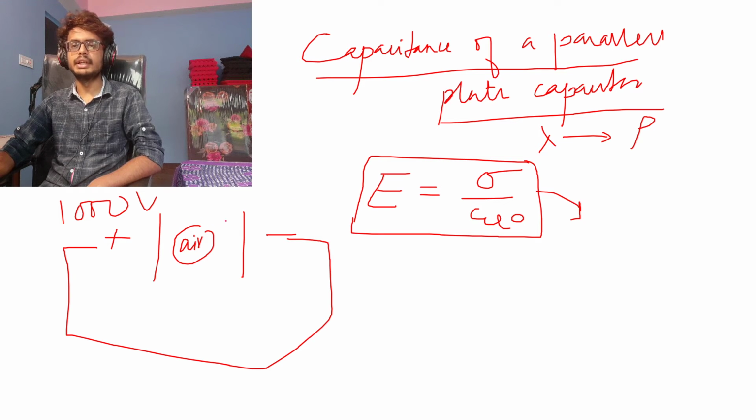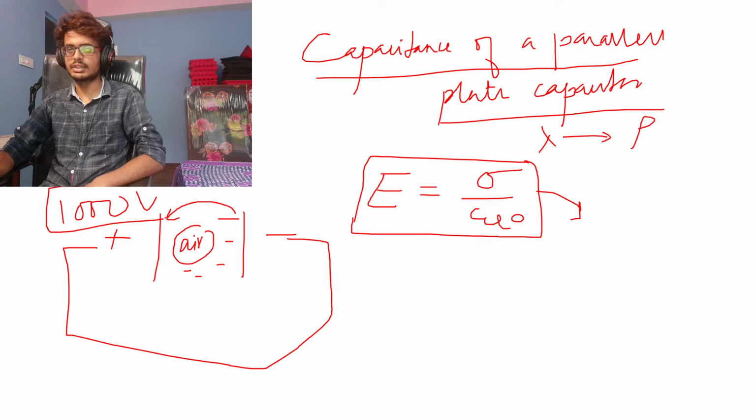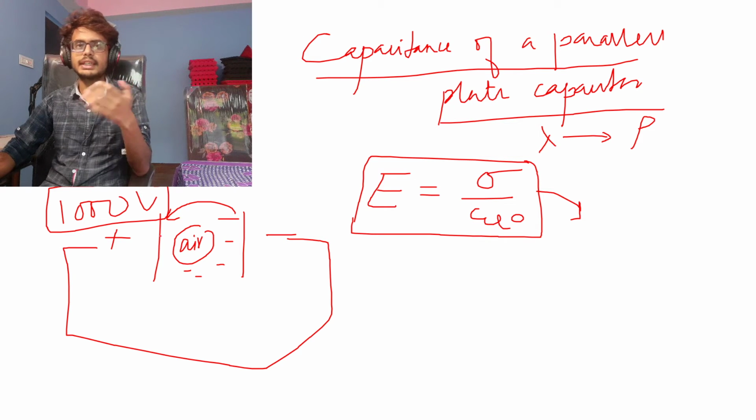The charge may accumulate here, the charge may accumulate here, but this air will not allow it to flow from here to here unless the air is ionized by some extremely high voltage, right? So extremely high voltage can cause the ionization of air. So at extremely high voltage, air can conduct. The best example is lightning, right?